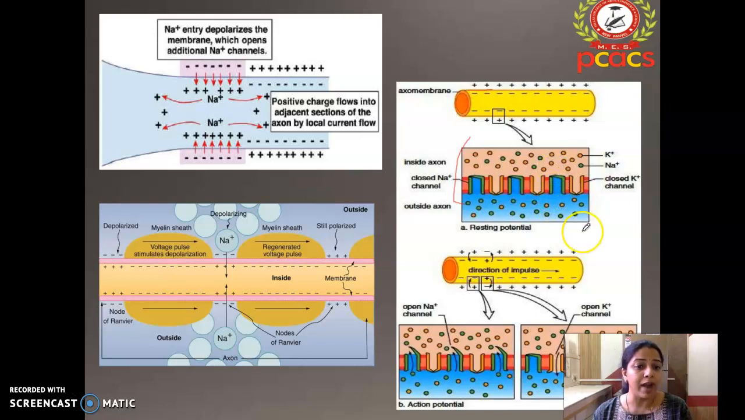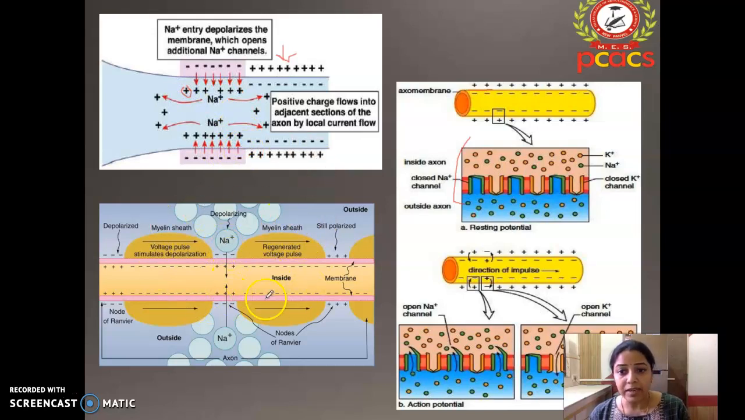Now, because of around 10 times higher sodium ions influx inside, the potential moves from minus 70 to plus 30, because of positive ions coming inside. We can see over here. This process is called depolarization. Because of the opening up of your sodium channels, the sodium ions are moving inside. More and more of your sodium ions are moving inside.